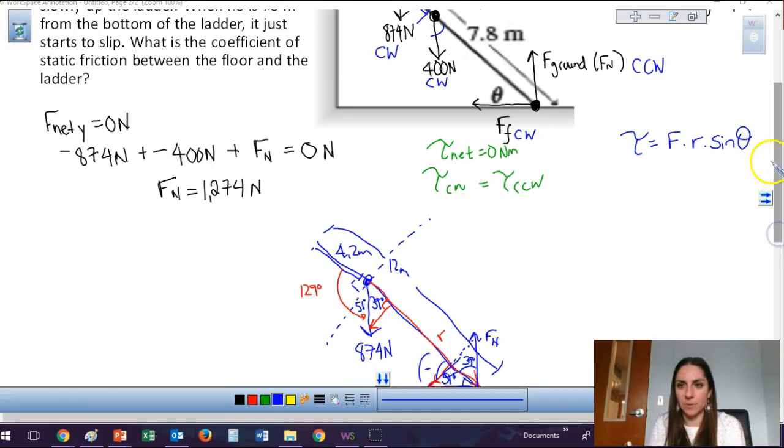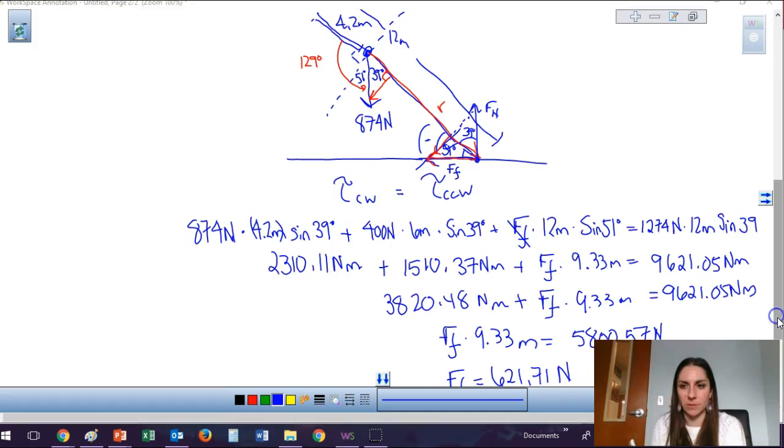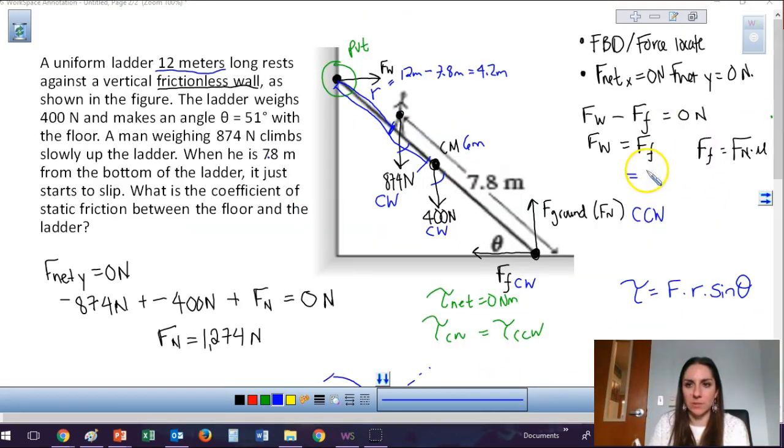The hardest part about this problem now is recognizing that the force of friction down here is actually inward, that the ground pushes up, and that the wall pushes straight out. And in fact, we figured out the wall's force because we figured out the force of friction. The force of friction, just to be complete, was 621.7 newtons. So that's the force of the wall, so we were able to figure that out now.